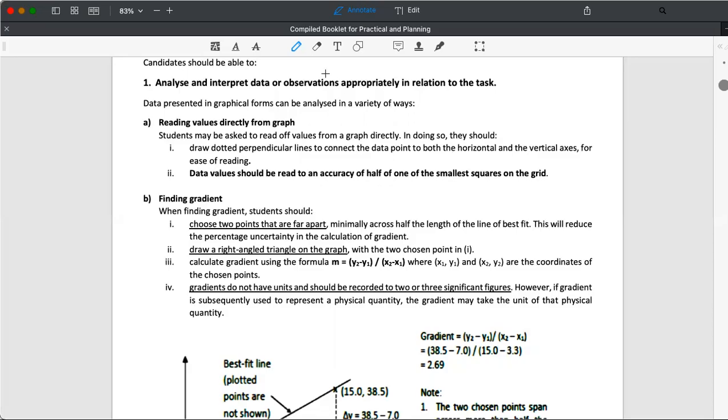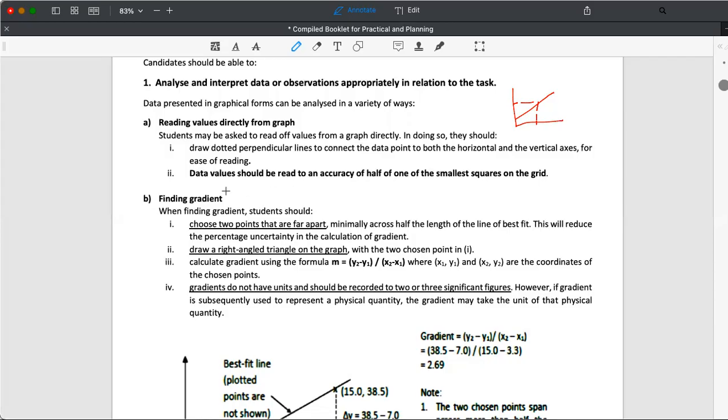So when you are asked to, let's say, determine a point on your graph, you are supposed to do this. On your graph, you have to show the dotted lines linking to the vertical and the horizontal axis. Both have to be shown in order to show the examiner that you know how to get the value and not just read it off the graph casually.